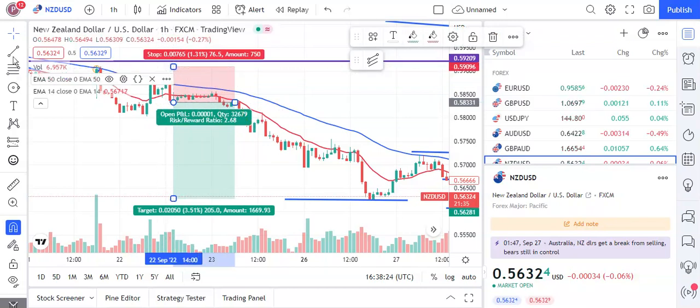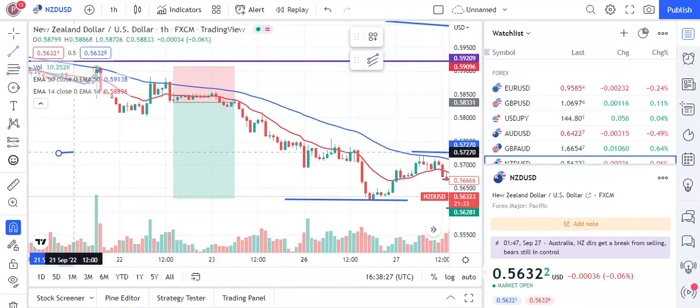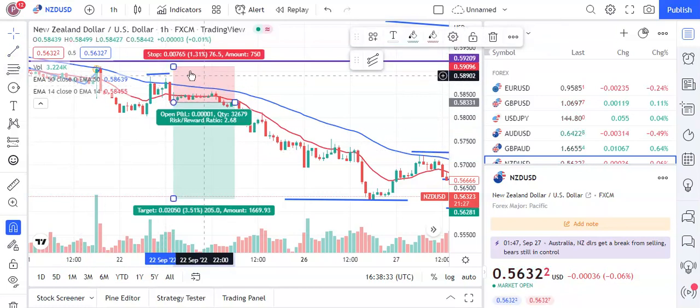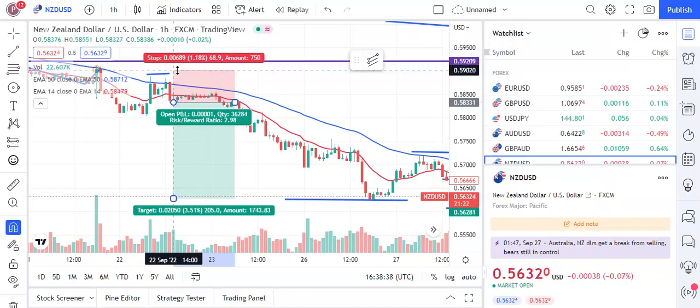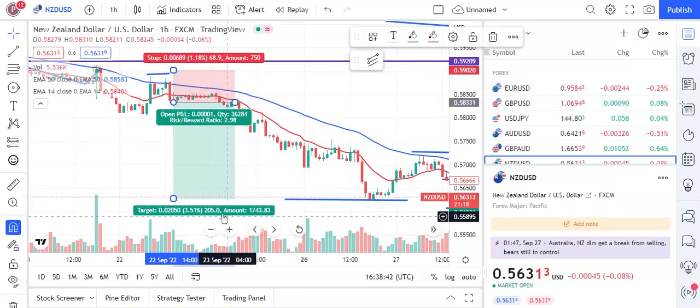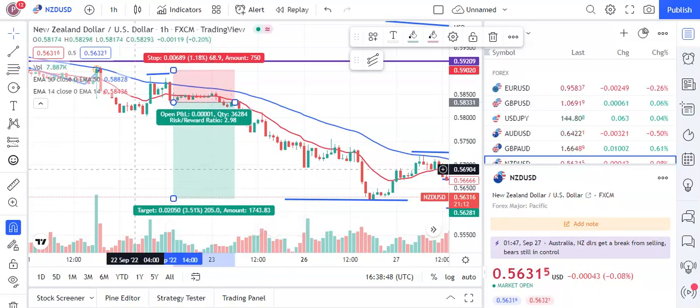Like I said before, the stop loss should be somewhere in here. So that is the stop loss. It's less than that. There's about 60 pips or 66 pips. Then I have 205 pips here. You understand it now. So this is it. Now look at what happened.